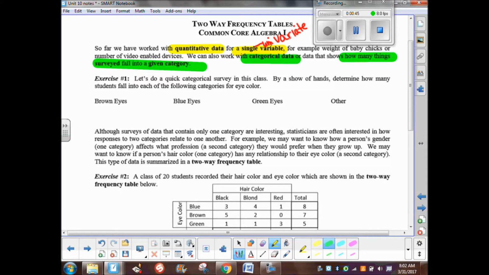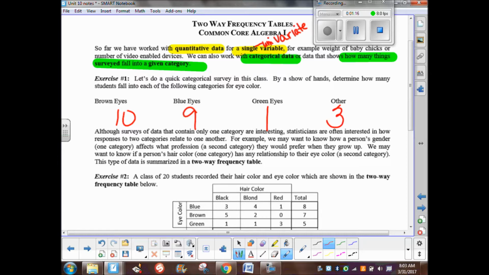So if we did a quick survey in this class, okay, raise your hand if you have brown eyes. So we got 1, 2, 3, 4, 5, 6, 7, 8, 9, 10. Okay, raise your hand if you have blue eyes. 1, 2, 3, 4, 8, 9. Okay, green eyes. 1. Okay, other. Like hazel eyes. 1, 2, 3. Okay. All right.